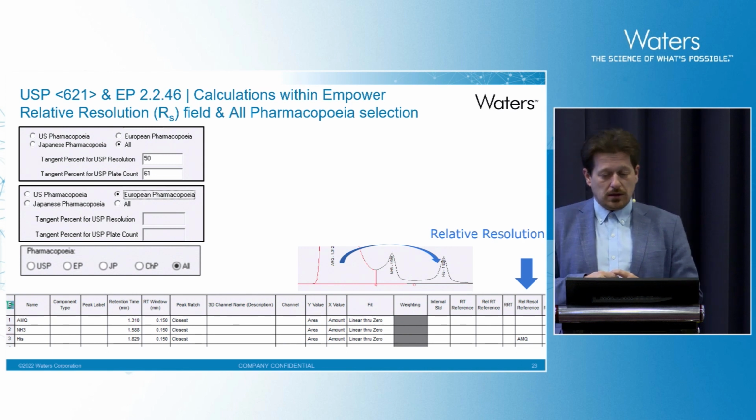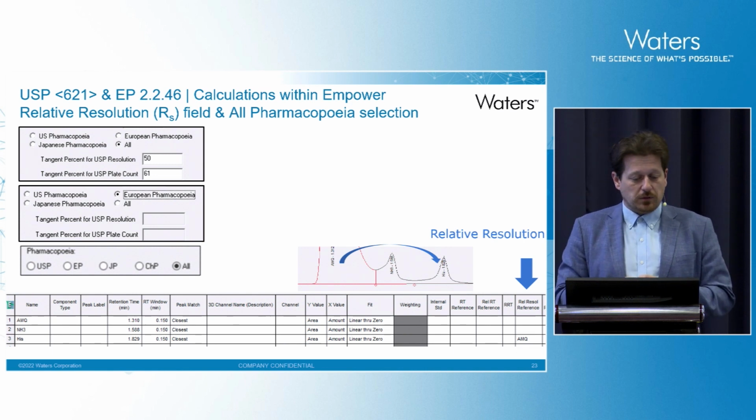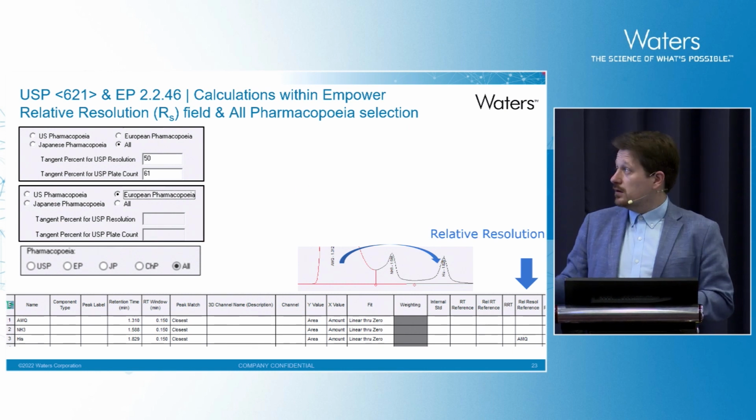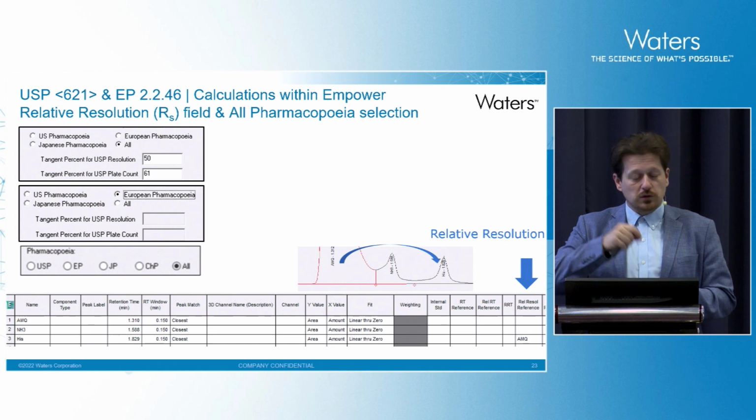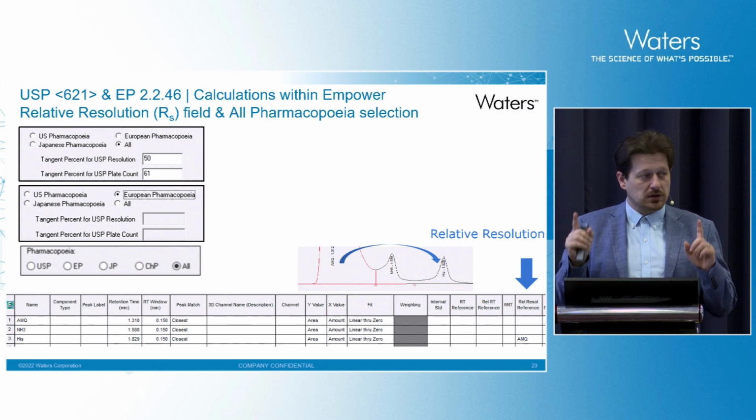When we use it, I set the pharmacopoeia to European to enforce the half-height approach. And here in the processing method, I select which peaks it should look at. So look at AMQ and your peak histidine. So I make the resolution between the first peak and the third peak here. I do not need to delete the peak in between, and Empower will tell me the resolution.